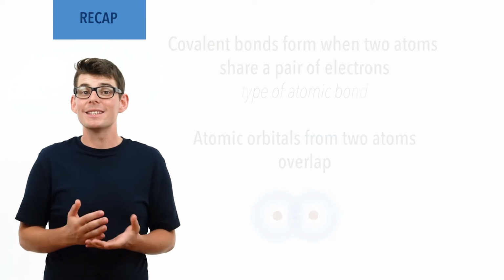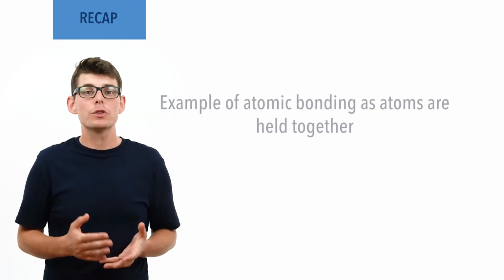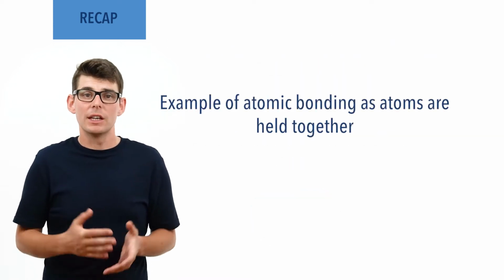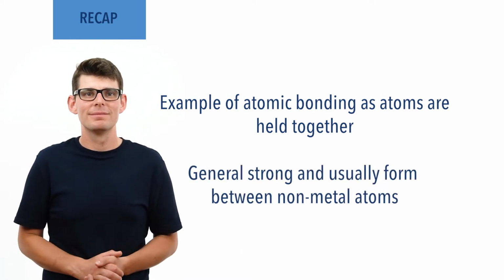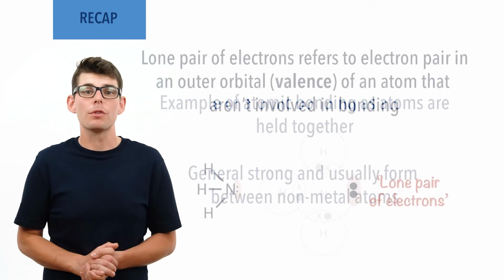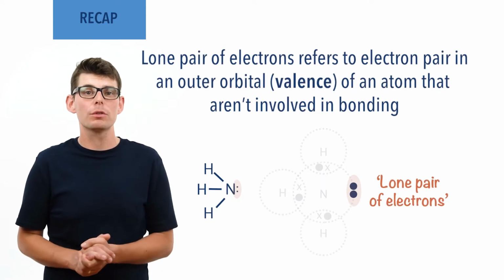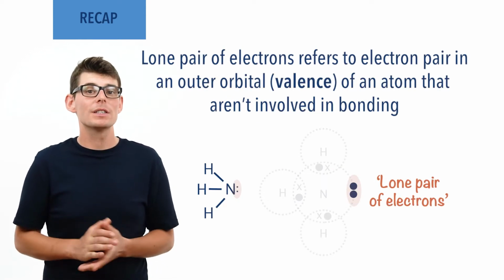Covalent bonding is an example of atomic bonding as two atoms are held together. They are generally strong and usually form between non-metal atoms. A lone pair of electrons refers to a pair of electrons in an outer atomic orbital of an atom that aren't involved in bonding. Recap done, let's go.